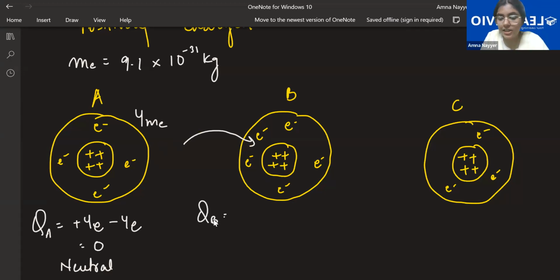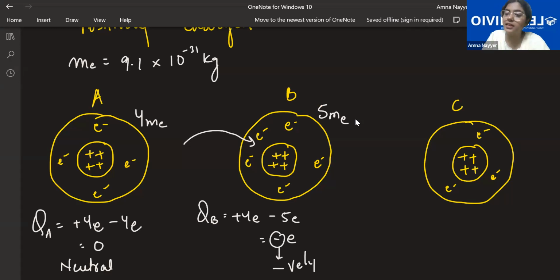Now if I calculate the net charge, let's see mathematically if we are going correct. 4 protons are there, 5 electrons are there, plus 4e this time, but minus 5e. Plus 4e minus 5e makes minus e. Minus means this is a negatively charged body, and we can also see the excess of electrons. But notice that 5 electrons will cause 5 times the mass of a single electron. Mass has increased, charges have increased, so the net mass of the atom will also increase.